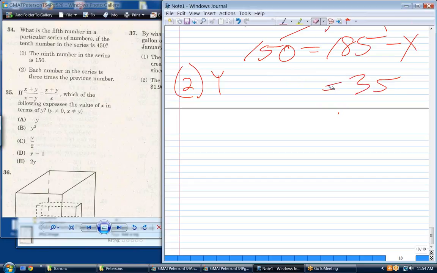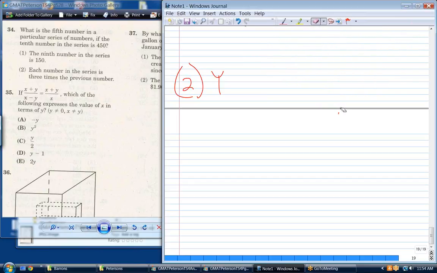One of the key things of data sufficiency is not solving, but figuring out whether you can solve. You don't want to waste the time to actually do this, as long as you understand that you could do it. Okay. How about number 1? The 9th number in the series is 150.